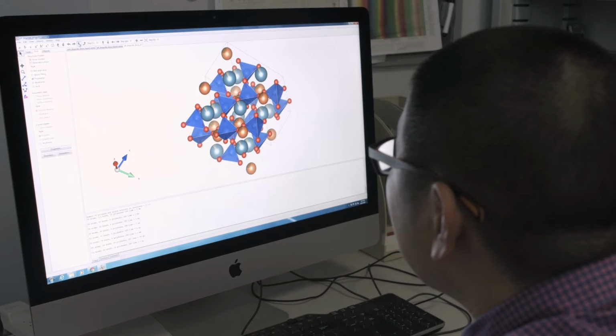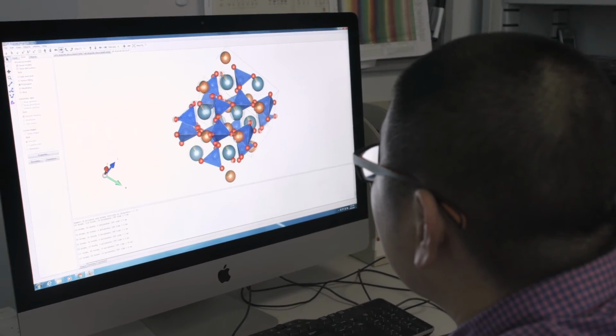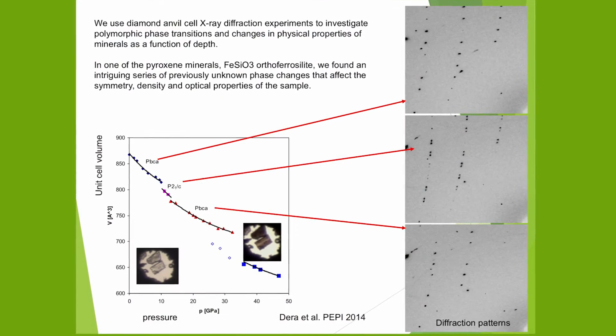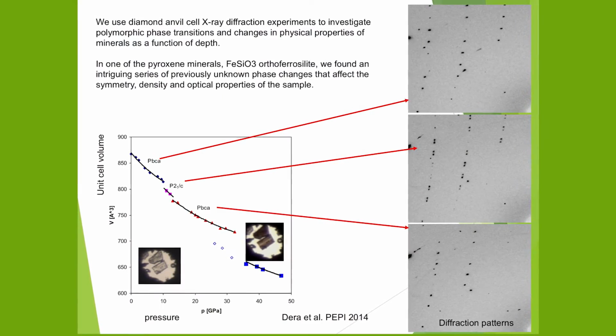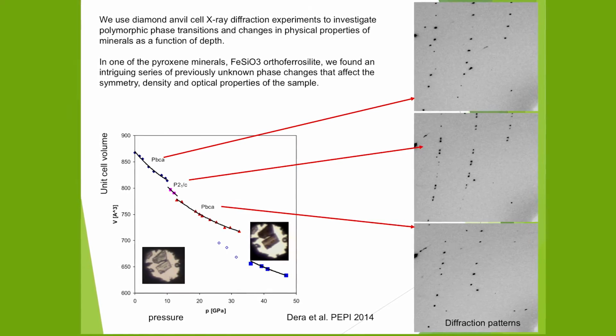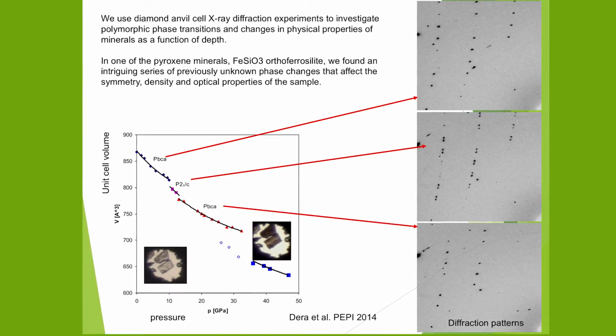An example is a polymorphic phase transition. Polymorphism is something that we know from, for example, carbon. You have diamond and graphite that are two different forms of carbon. We look for similar behavior, transformations that change graphite to diamond, that happen inside the Earth.